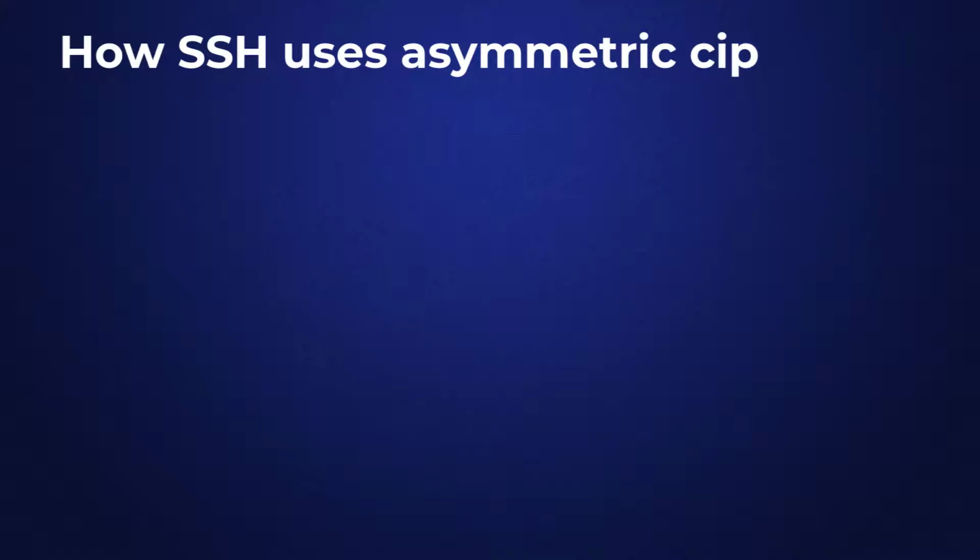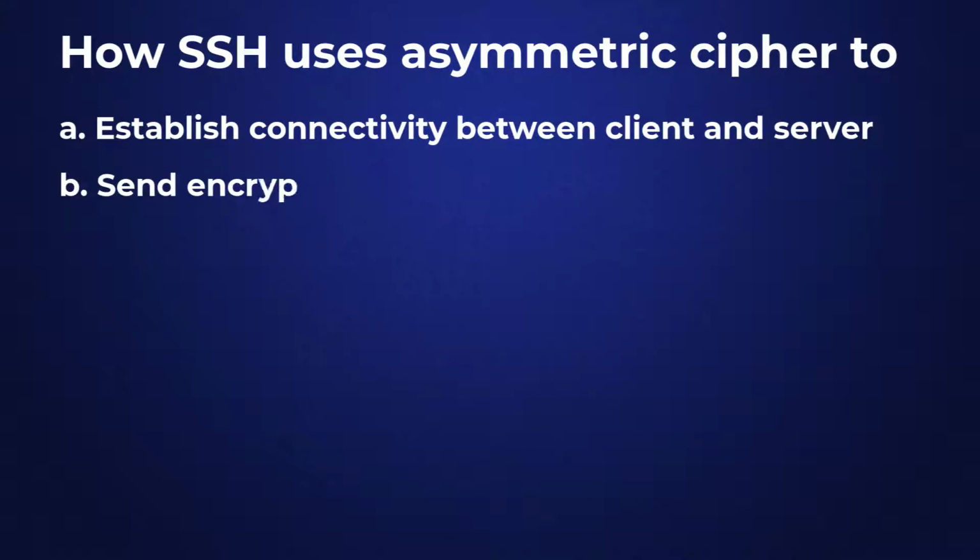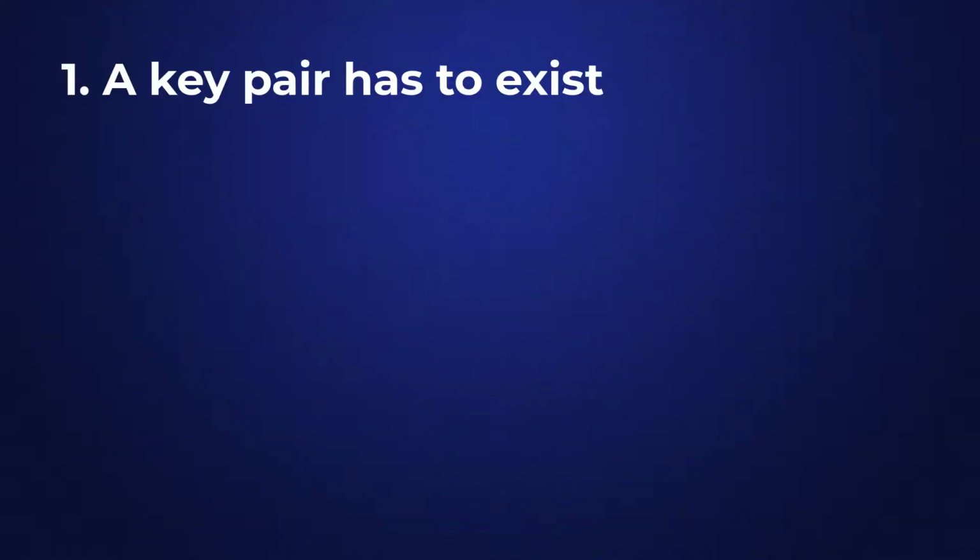Now let's take a brief look at how SSH uses asymmetric cipher to A, establish connectivity between client and server, and B, send encrypted data across the channel. First, a key pair has to exist, which is the public and the private key.